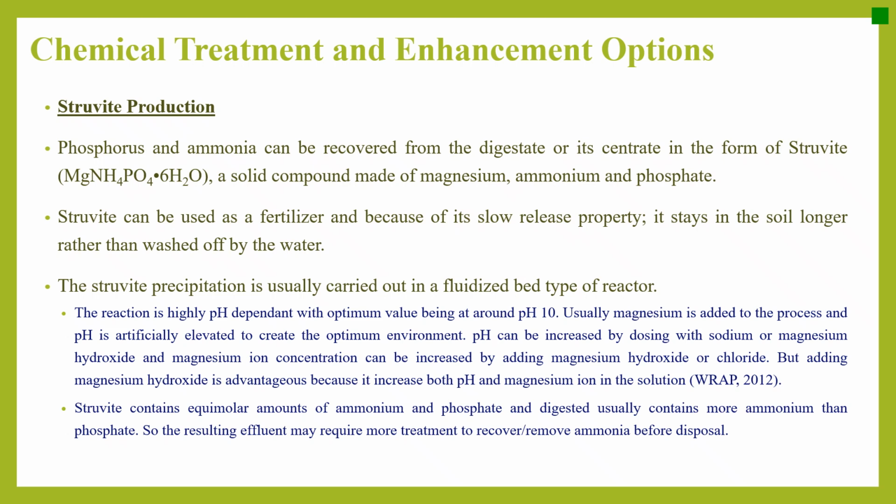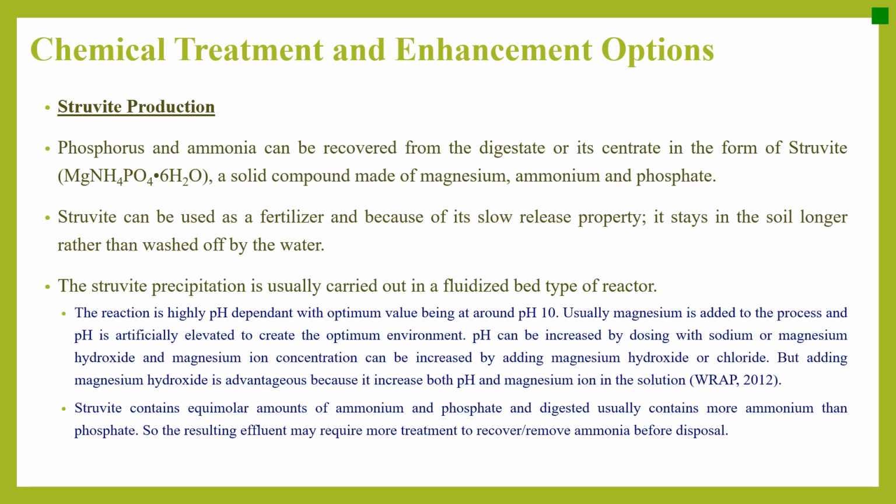Struvite production. Phosphorus and ammonia can be recovered from the digestate or its centrate in the form of struvite, a solid compound made of magnesium, ammonium, and phosphate. Struvite can be used as a fertilizer, and because of its slow release property, it stays in the soil longer rather than being washed off by the water. The struvite precipitation is usually carried out in a fluidized bed type of reactor. The reaction is highly pH dependent, with optimum pH value being around pH 10.